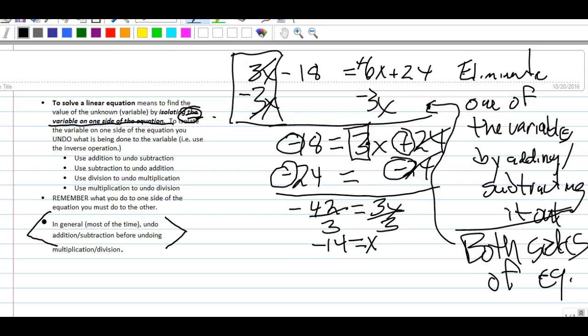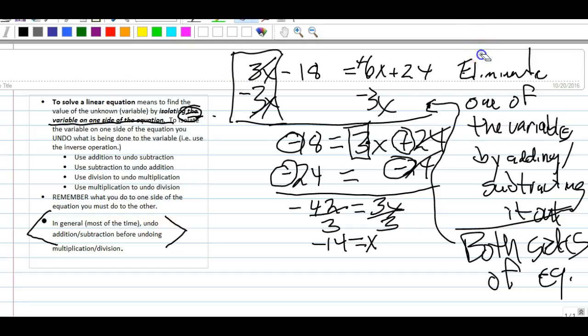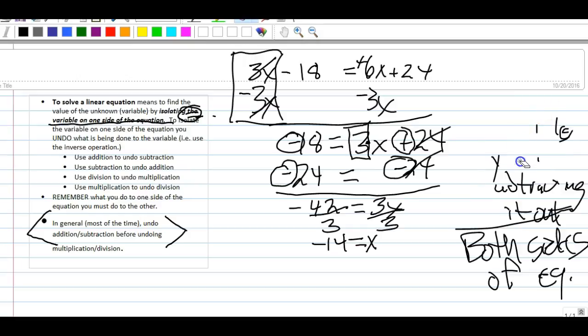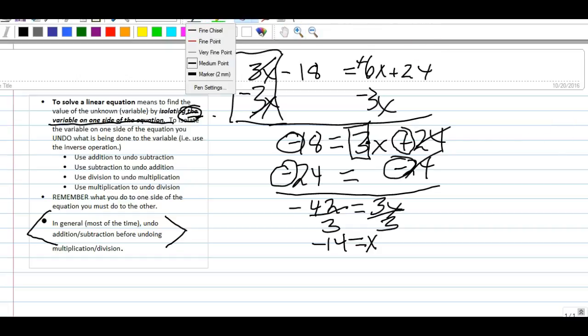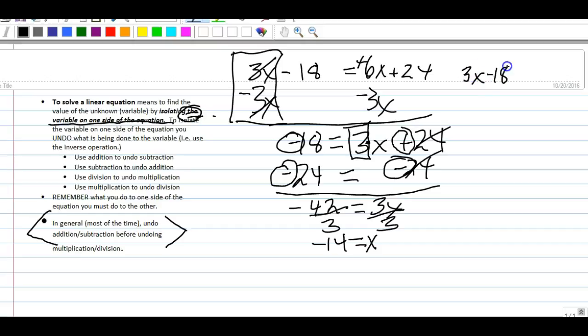Now, if I did this correctly, if I substitute negative 14 in for x in the original equation, and I simplify, then the left side should be equal to the right side. So I think this one is definitely worth checking. So let's see, I have 3x minus 18 is equal to 6x plus 24. And I believe that x is equal to minus 14.